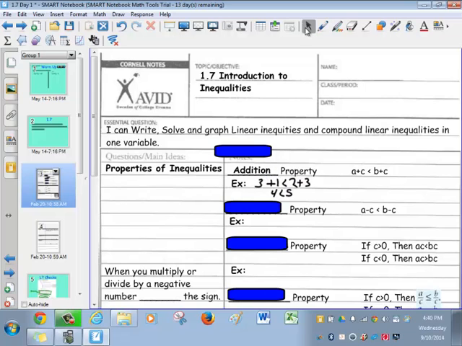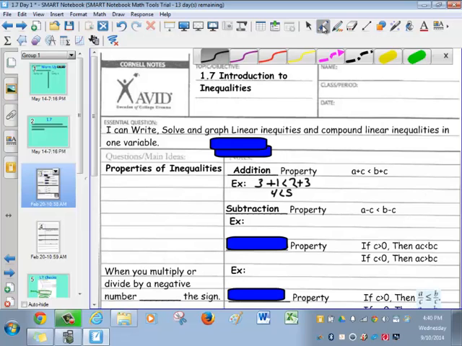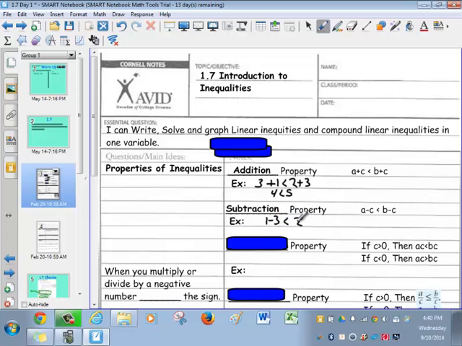The same thing holds true for the subtraction property. Here it says a minus c is still less than b minus c if you subtract the same thing on both sides. So let's say we had 1 is less than 2 again. Let's subtract 3 from both sides and see if it's still less. 1 minus 3 is negative 2, and then 2 minus 3 is negative 1. I know this one looks bigger, but negative 2 is still less than negative 1. $2 in the hole is worse than $1 in the hole. Okay, let's move on to the next one.